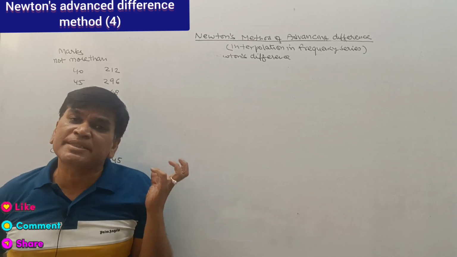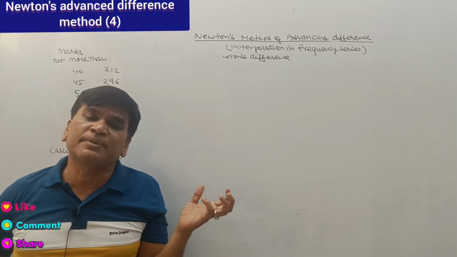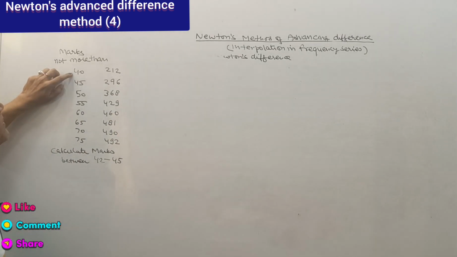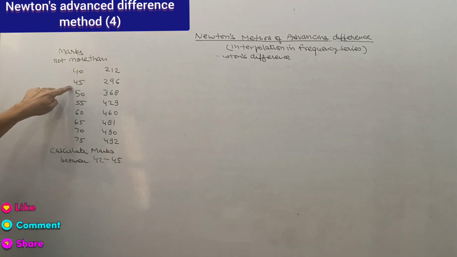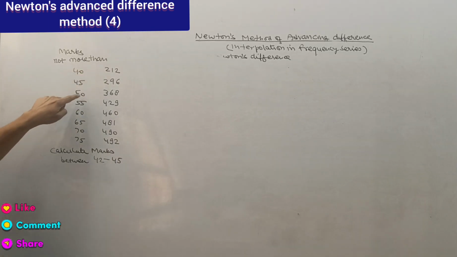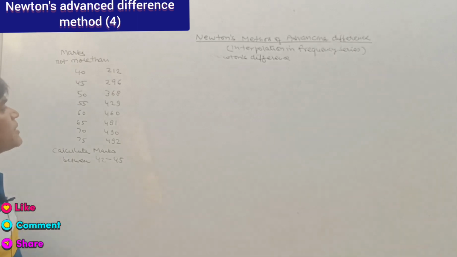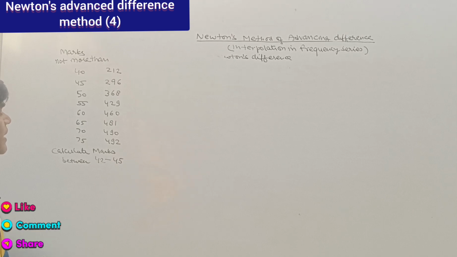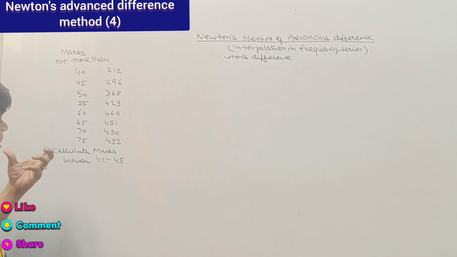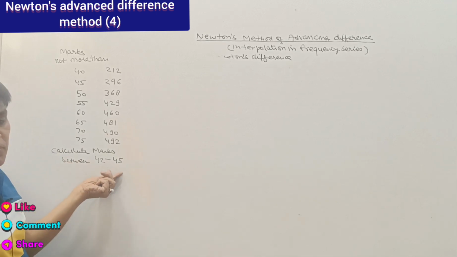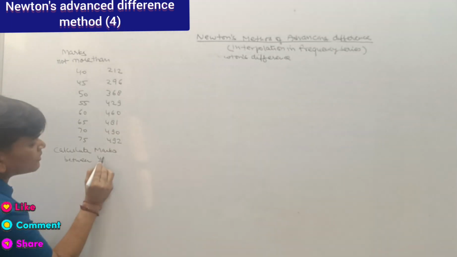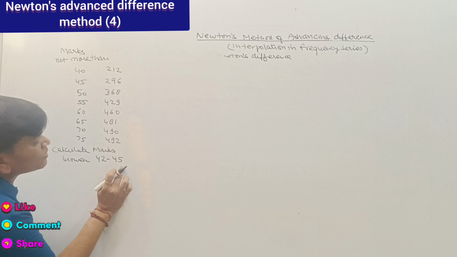Instead of writing marks less than 40, less than 45, less than 50, less than 55, less than 60, they have written marks not more than 40. It means less than 40 is 212, less than 45 is 296, less than 50 is 368, less than 55 is 429, less than 60 is 460, less than 65 is 481, less than 70 is 490, and less than 75 is 492. Now calculate the marks between 42 and 45.